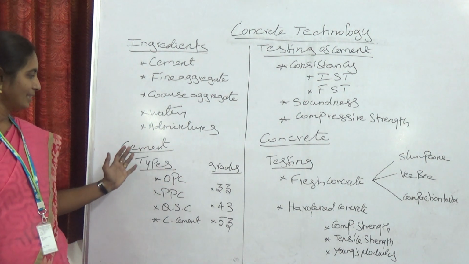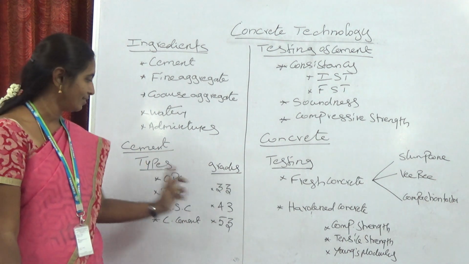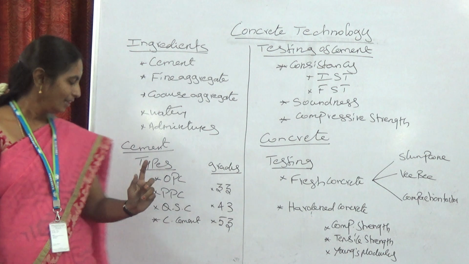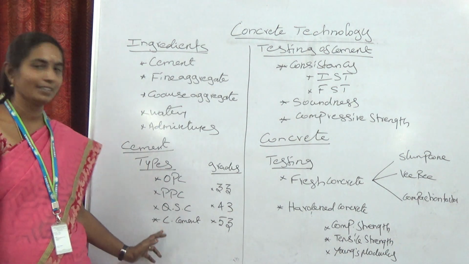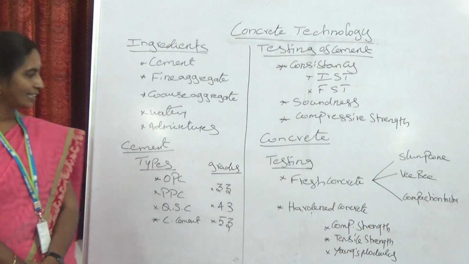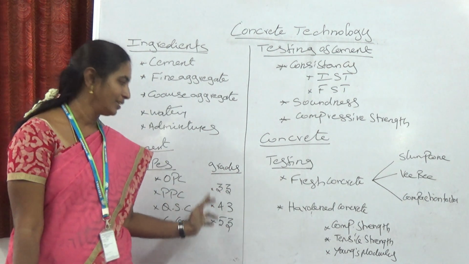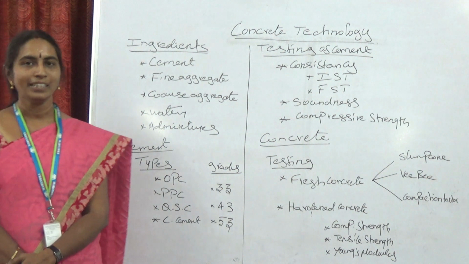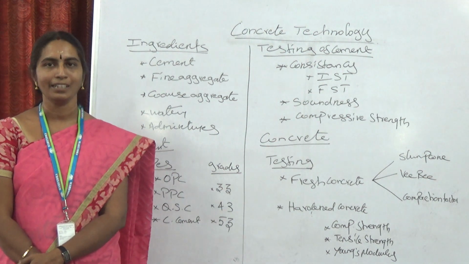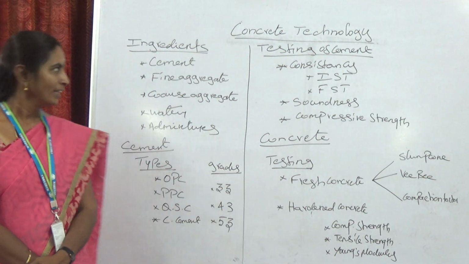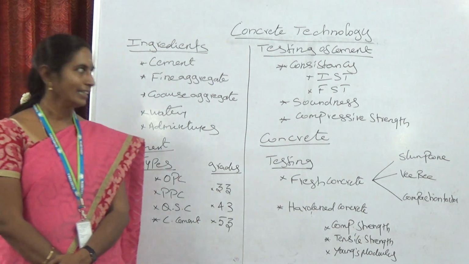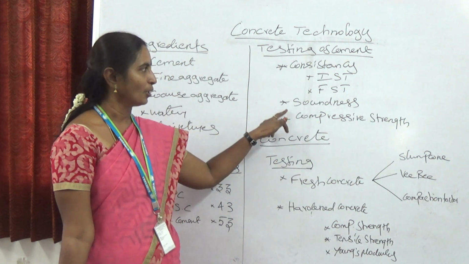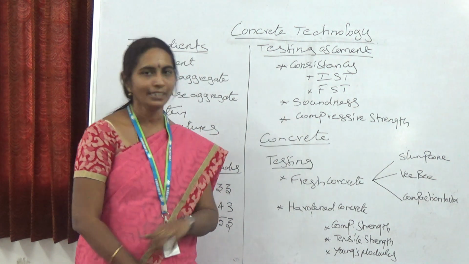The cement is classified by types and grades. The types of cement are ordinary Portland cement, Portland pozzolana cement, quick setting cement, warning cement and colored cement. The grades of cement are 33 grade, 43 grade and 53 grade. The number indicates the grade of the cement and its compressive strength. The main tests for cement are the consistency test, initial setting time and final setting time, soundness of the cement and compressive strength of the cement.